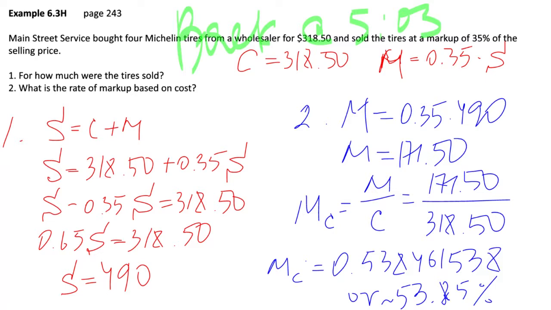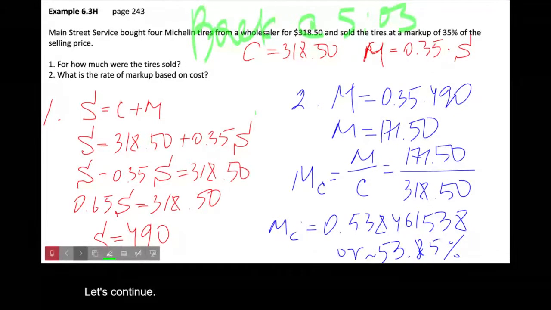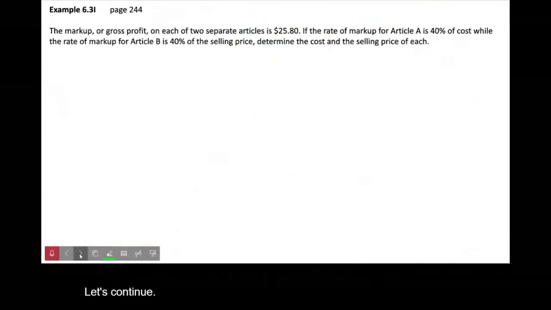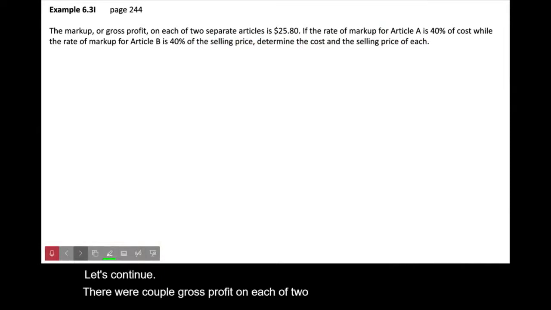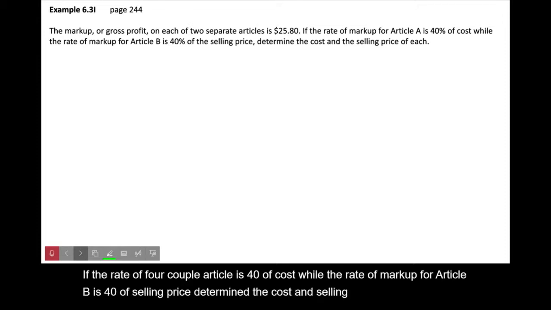Okay, guys, break is over. Let's continue. The markup or gross profit on each of two separate articles is 25.80. If the rate of markup on article A is 40% of cost, while the rate of markup for article B is 40% of selling price, determine the cost and selling price of each.